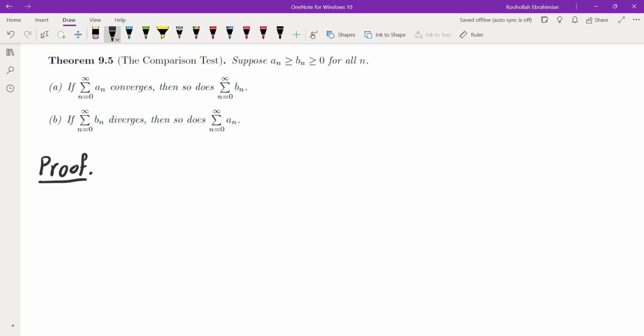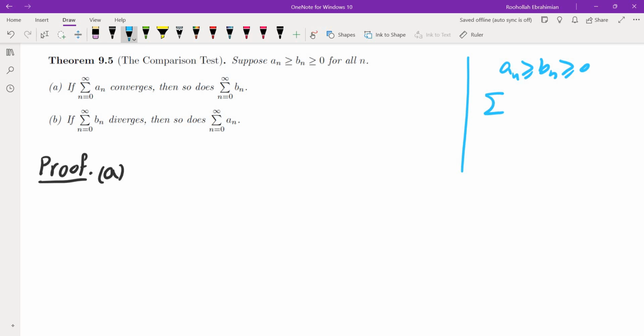Okay, so next is the comparison test. Suppose a_n is greater than or equal to b_n, greater than or equal to 0 for all n. So I have two sequences, a_n and b_n. The nth term of a_n is greater than or equal to the nth term of b_n. So this means a_n is the larger one, and b_n is the smaller one.